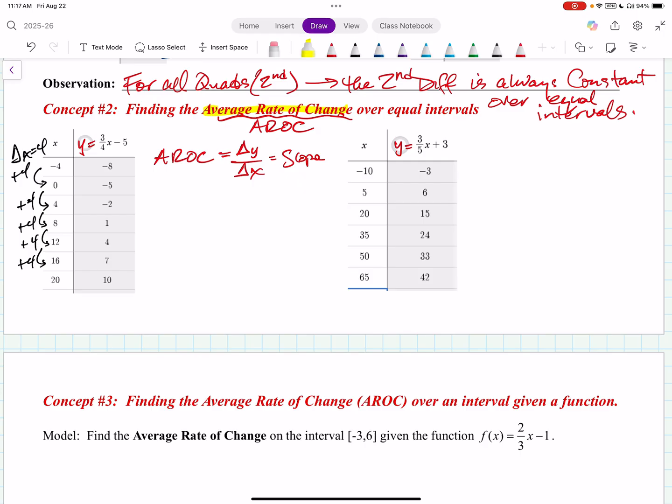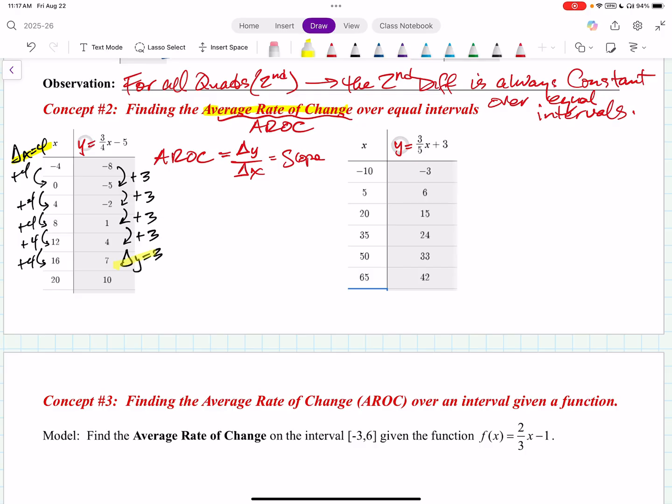So what is delta y? Well, let's figure it out. From -8 to -5 is a change of 3. -5 to -2 is a change of 3. -2 to 1 is a change of 3. 1 to 4 is +3, and so on. So delta y here is equal to 3.